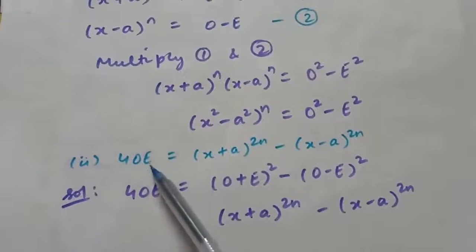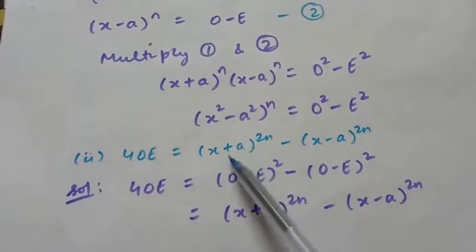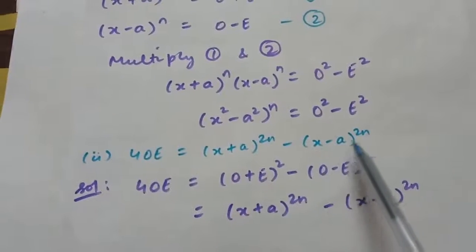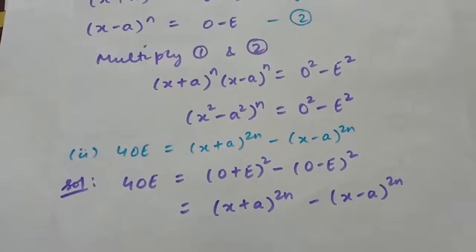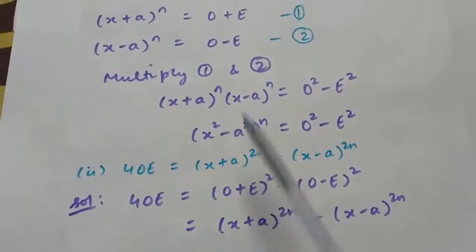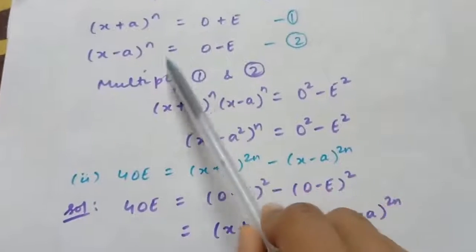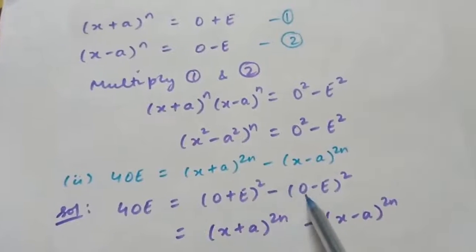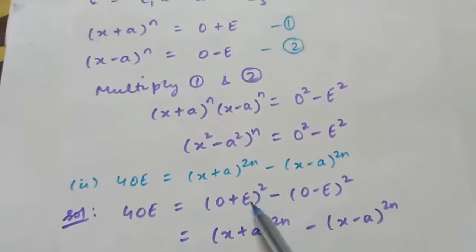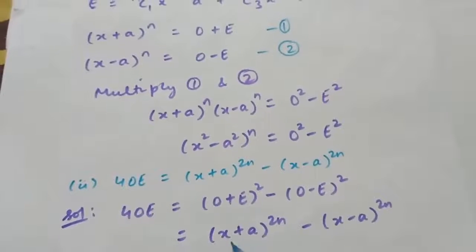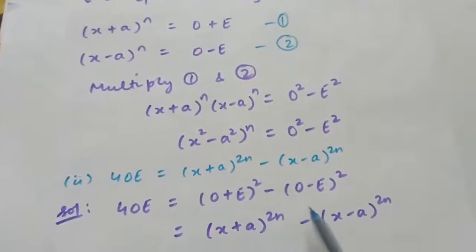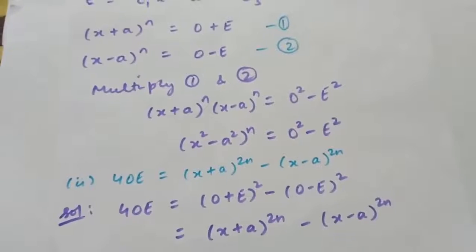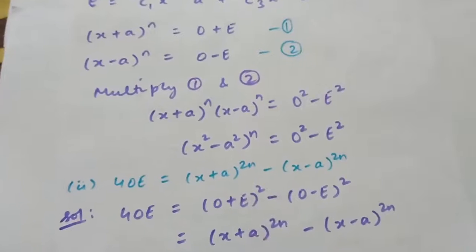Second part is to show 4OE is equal to (x + a)^(2n) minus (x − a)^(2n). So we already know O plus E is this, O minus E is this, and 4OE is (O + E)² minus (O − E)². So (O + E)² will become (x + a)^(2n) minus this will become (x − a)^(2n). This is what we wanted to prove.